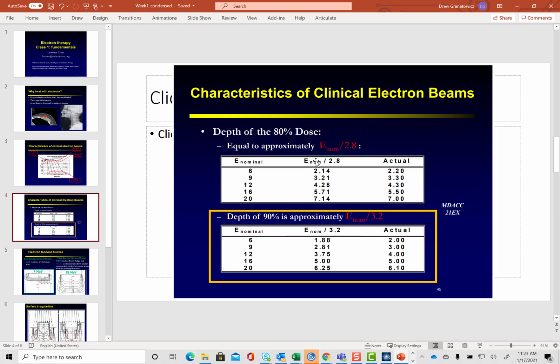And if you don't memorize these tables, that's usually okay to get a general ballpark. If you divide your energy by 2.8, that's the depth of your 80% line. Divide by 3.2, that's your 90% line. So again, just ballpark, not exact, but it gets you pretty close.